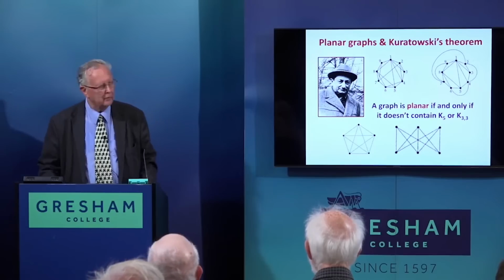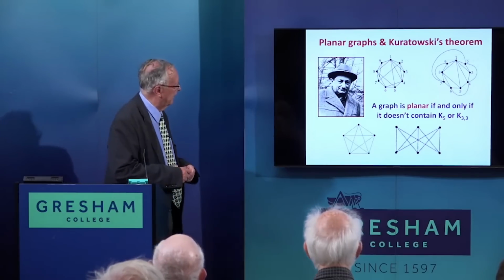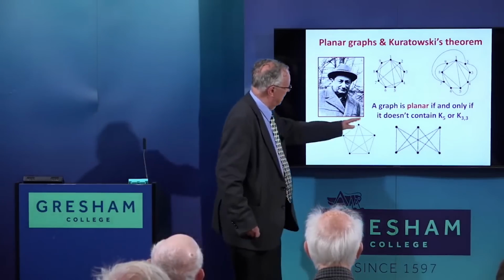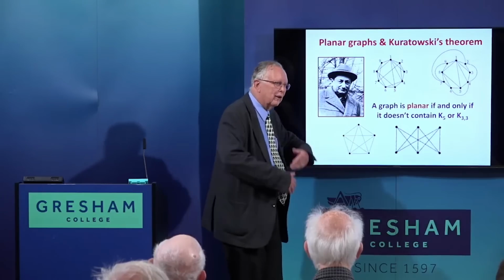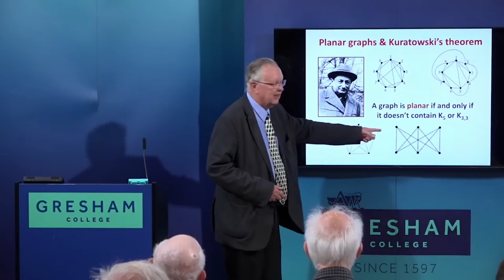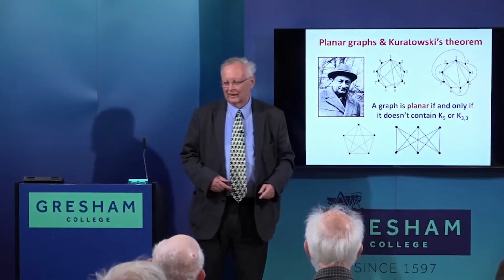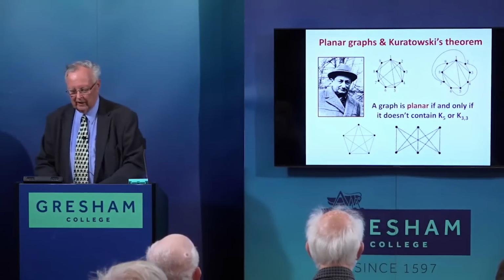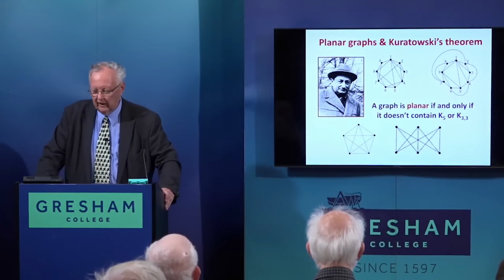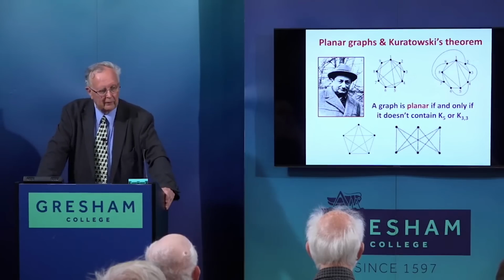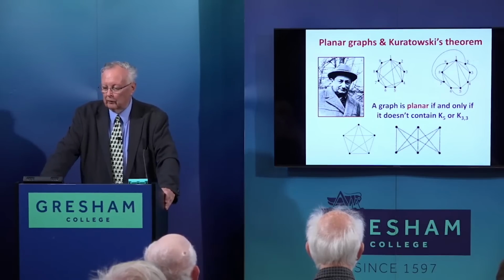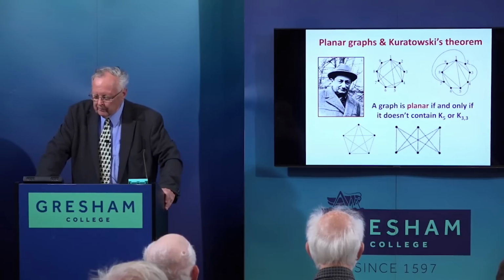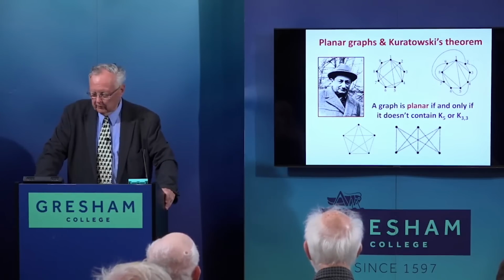Interestingly, Kuratowski himself said that he was assuming that was the only one that didn't work, and it was only when he came to the end of the proof that the other suddenly popped up. So he had to deal with that as well. But that's a very famous result in graph theory, which describes completely when a graph is planar or not. These are the only obstacles.